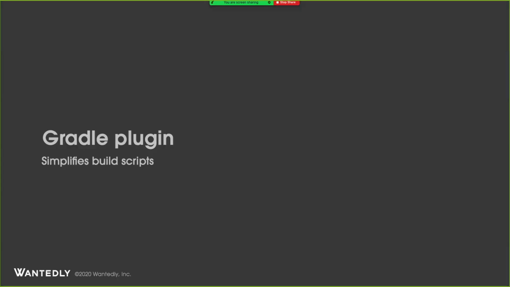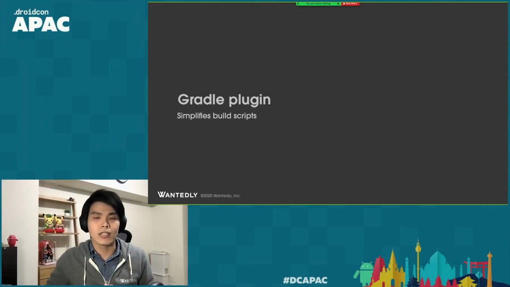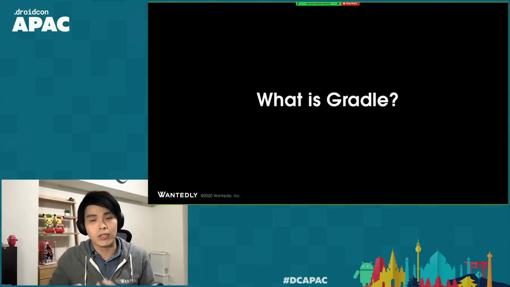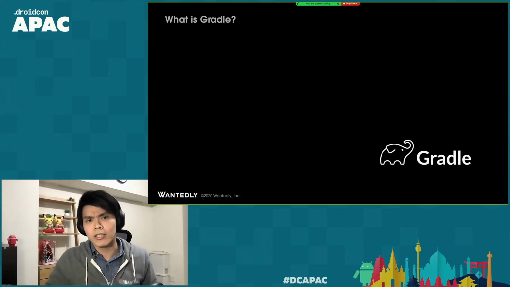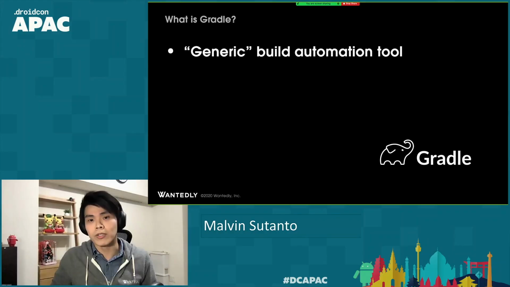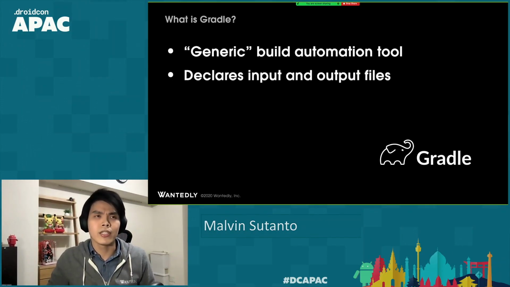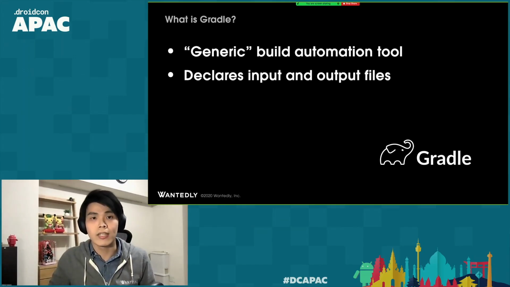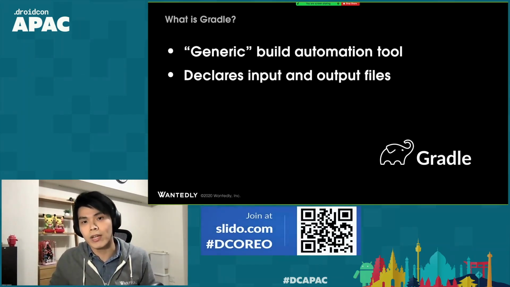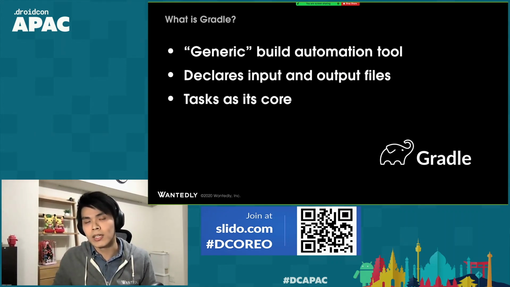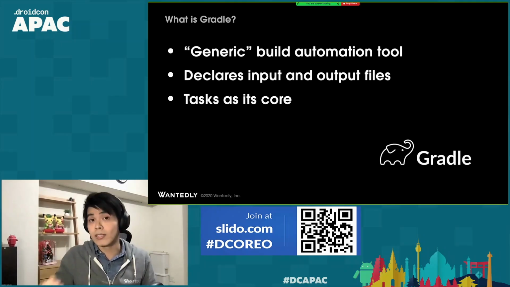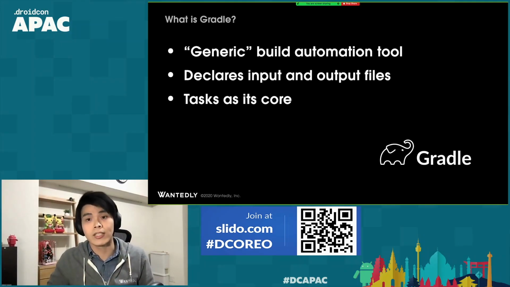But before I talk about Gradle plugin, I think it's a good idea if we first talk about what is Gradle. Gradle, even though it's mainly used for Java-based projects, is actually a generic build automation tool where you declare the input files that you can consume and then declare how you can generate output files. Gradle makes use of tasks as its unit of work. An example of a task can be the compile Kotlin or compile Java task. And tasks can depend on other tasks to declare the ordering of the execution.